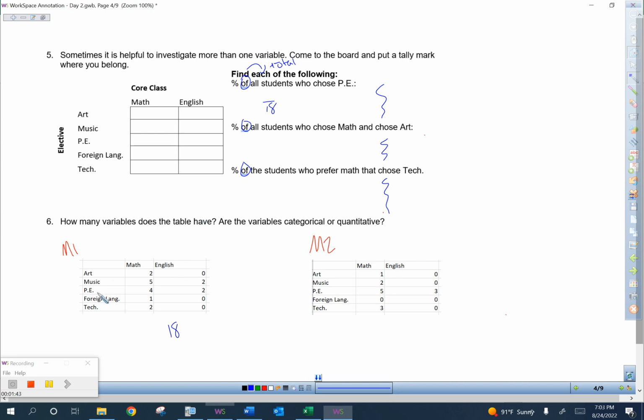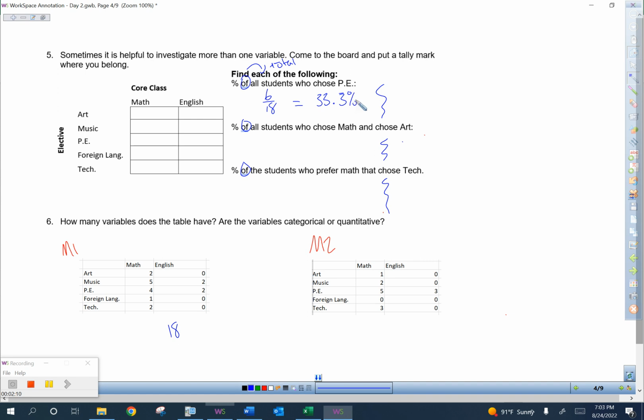I'm going to show you how it works the same way on this two-way table to give you the same value. If you go over to PE, taking your two sections and combining them together, you get 6 total students, and that matches the number of tallies that we had. So we've got 6 over 18, which is a third. It wants it as a percent, so 33.3 with a bar over it.